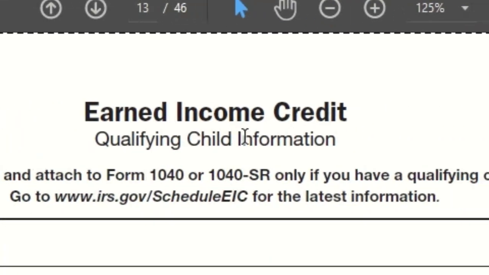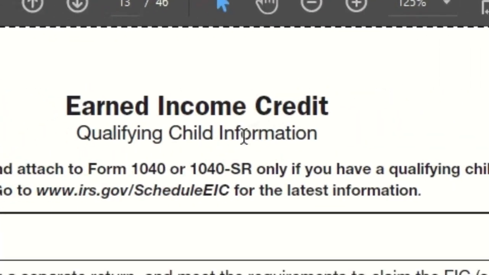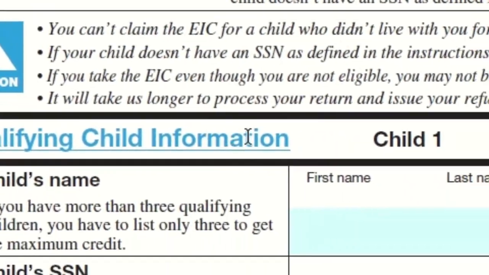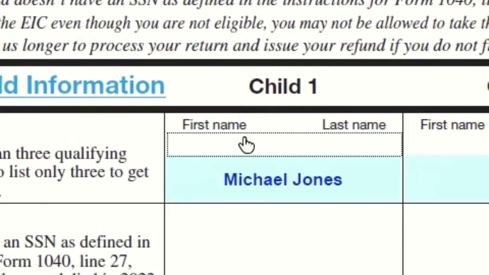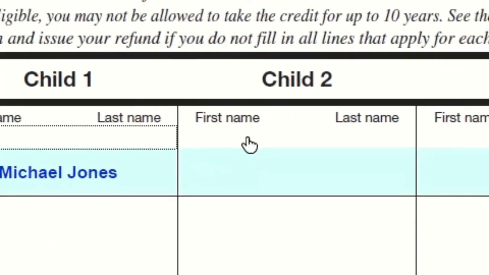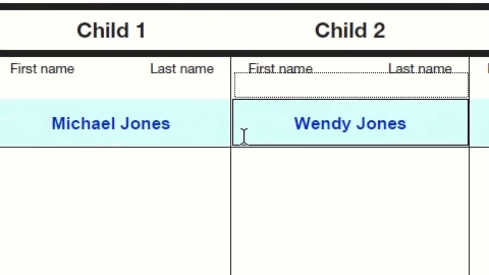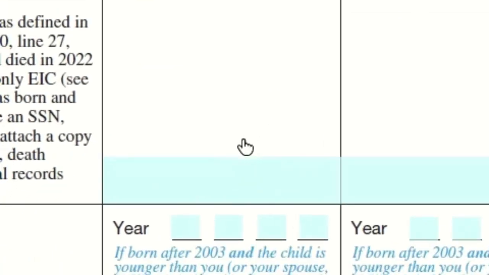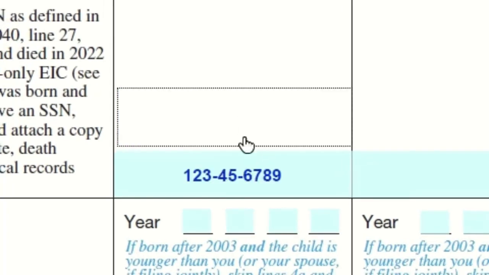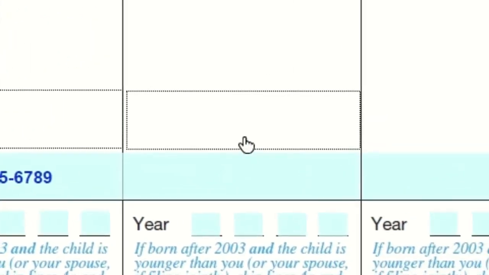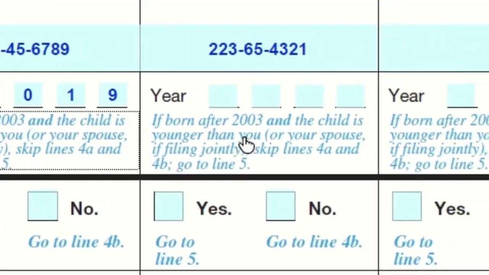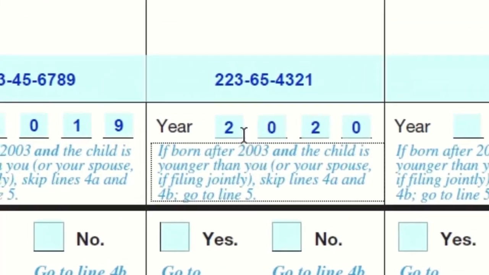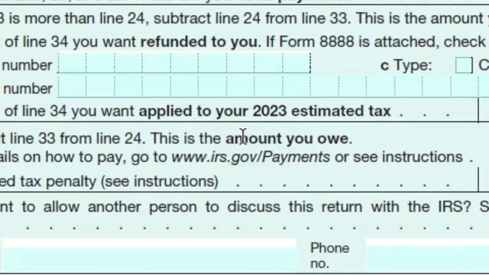Schedule EIC for 2022 is right here. And we have to fill out the names. So we have our dependents that we entered on 1040. Those are their names right there. And then we need to enter their social right here, same as what we did on 1040. Then the year that they were born goes in here like this. And then we need to go back to 1040.